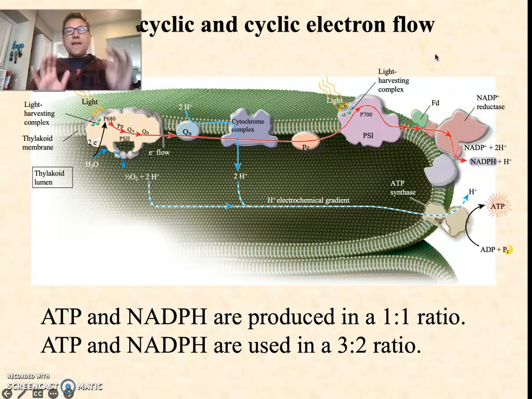This means that ATP and NADPH are produced in a 1-to-1 ratio. However, they're consumed by the Calvin cycle, the dark reactions, which we haven't talked about yet, out here in the stroma. They're consumed in a 3-to-2 ratio. So for every 3 ATPs that are used in the dark reactions, only 2 NADPHs are used. So what does that mean? It means you're going to run out of ATP before you run out of NADPH.